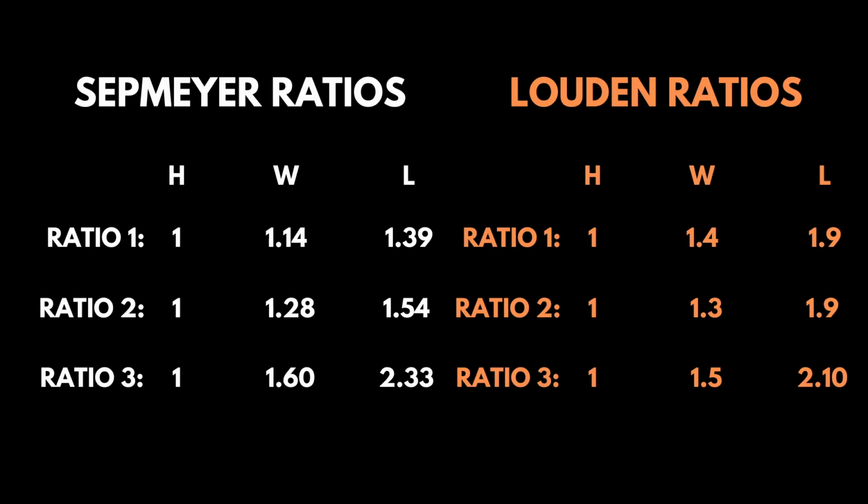When we look at room ratios, here's a diagram of the Sepmeyer and Louden room ratios. The first ratio is considered the best, with the second and third being slightly less ideal, but still a good starting place. You can experiment with these ratios and decide which room size fits your ideal room, and which also helps with the problematic room modes that can occur in these rooms.